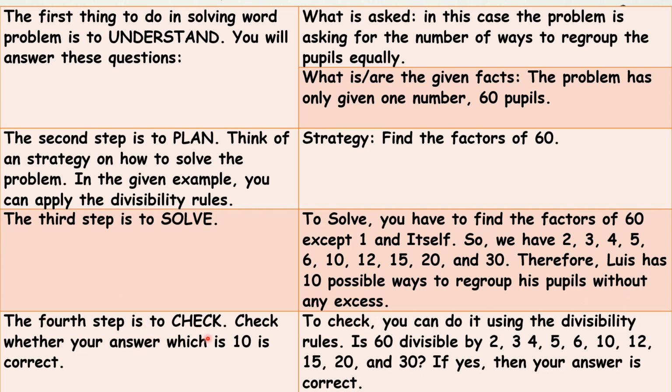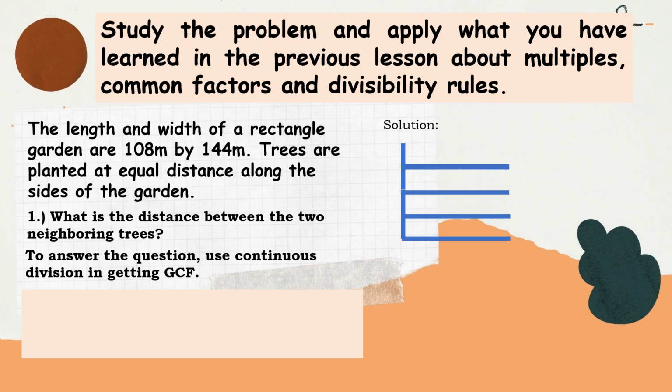The fourth step is to check. Check whether your answer, which is 10, is correct. To check, you can do it using the divisibility rules. Is 60 divisible by 2? How about by 3? By 4? By 5, by 6, by 10, 11, 15, 20, how about 30? If yes, then your answer is correct.